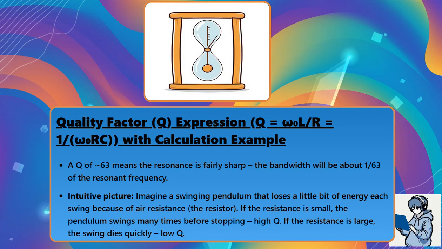Intuitive picture. Imagine a swinging pendulum that loses a little bit of energy each swing because of air resistance, the resistor. If the resistance is small, the pendulum swings many times before stopping: high Q.